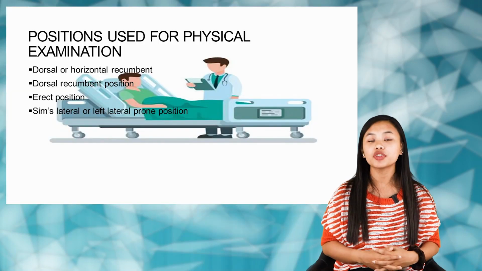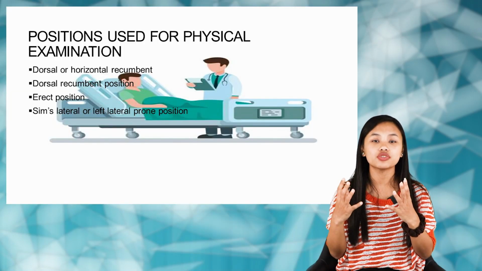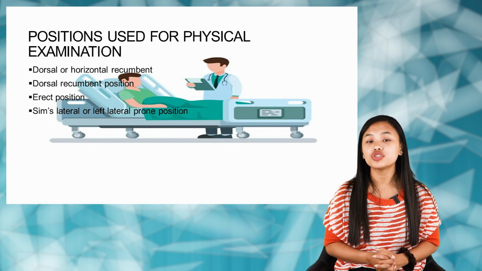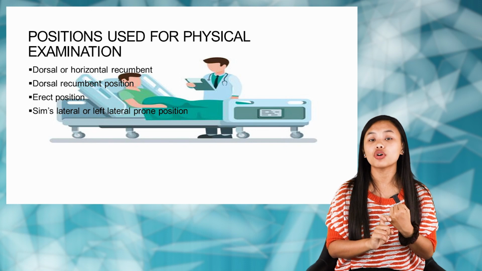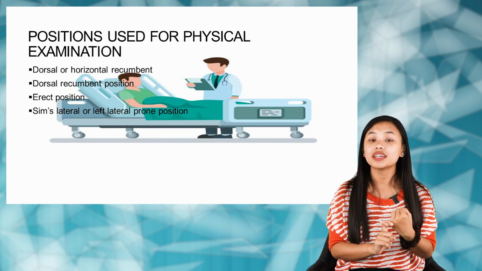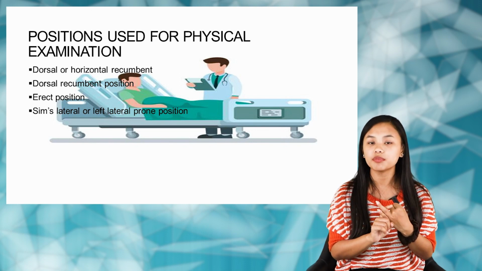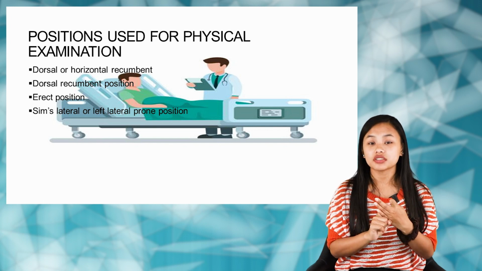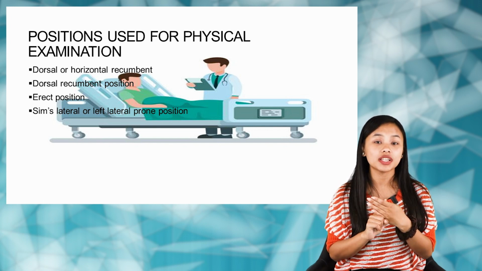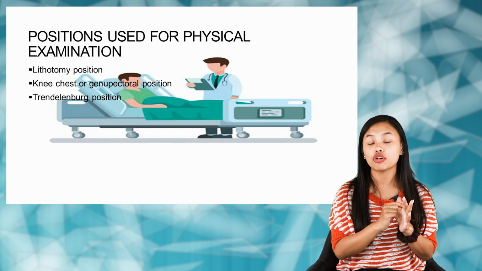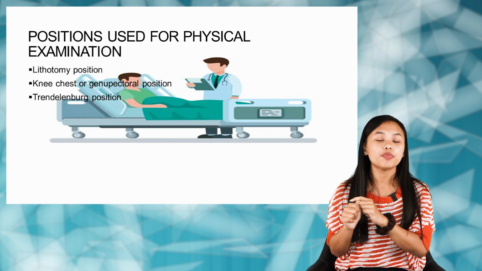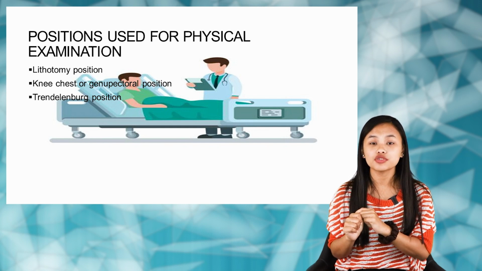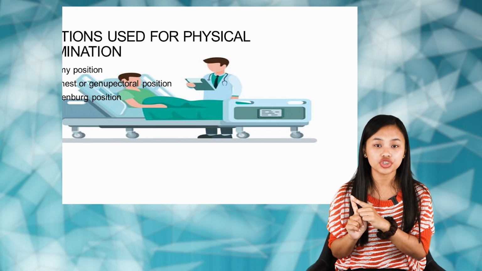Now moving on to the next, we will be discussing the positions that you can advise the client to take whenever you need to perform the physical examination. The first one is the dorsal or the horizontal recumbent. The second is the dorsal recumbent position. The third is the erect position. The fourth is the Sims lateral. The fifth is the lithotomy position. The sixth is the knee chest or the genupectoral position. And the last one is the Trendelenburg position.